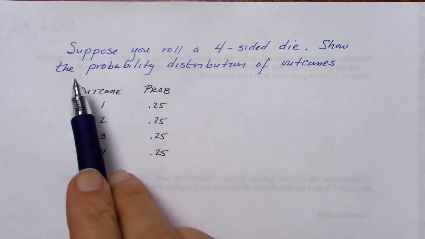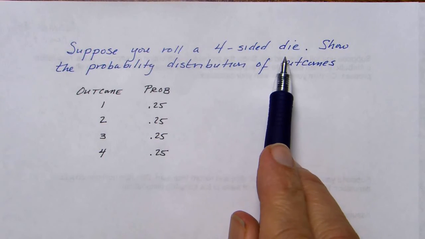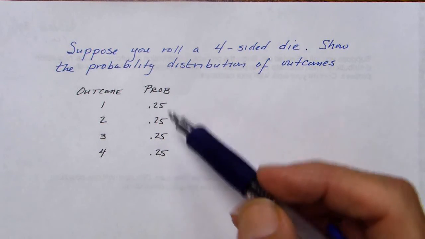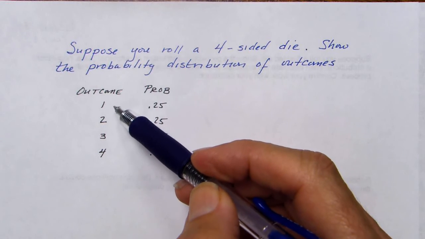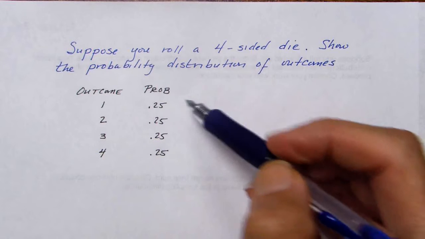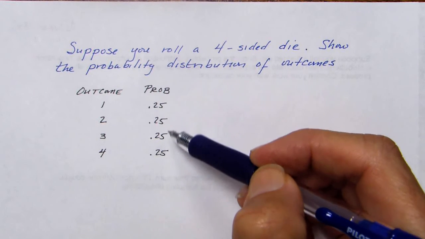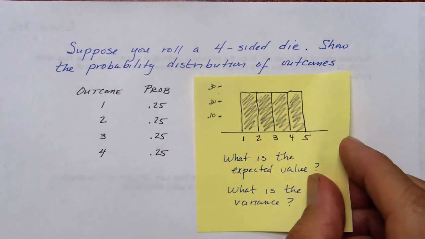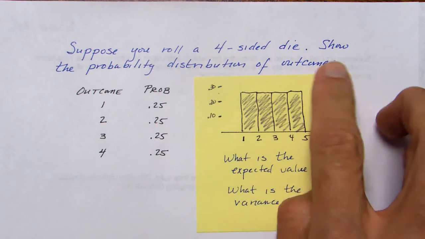Fairly simple situation. Suppose you roll a four-sided die. Show the probability distribution of outcomes. And again, this is not too complicated. There's only four outcomes, 1, 2, 3, 4, and each has the exact same chance of happening. So in other words, each one has a 25% chance of happening, and that would be a probability distribution of all the outcomes.